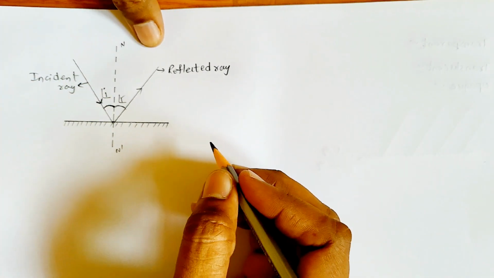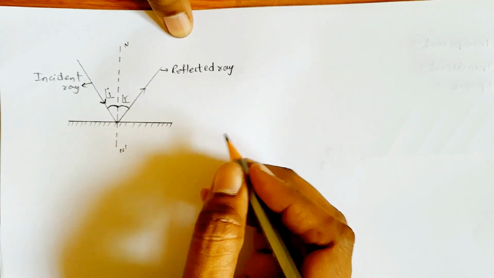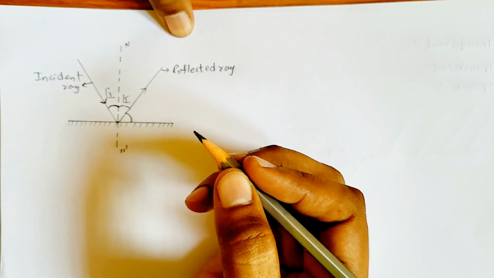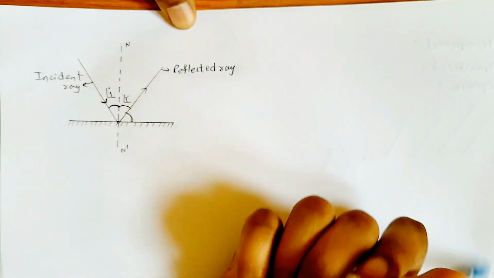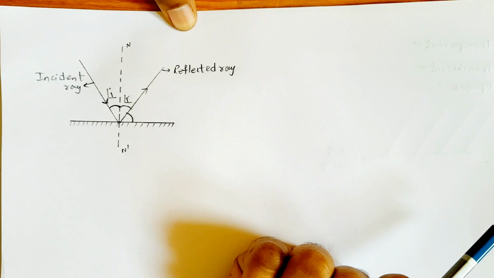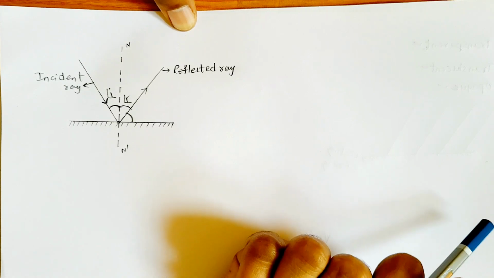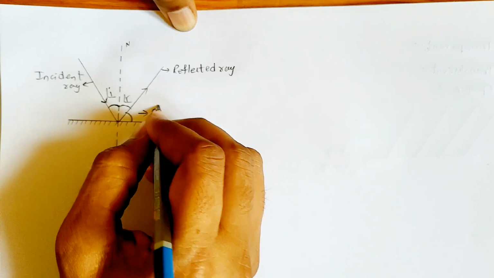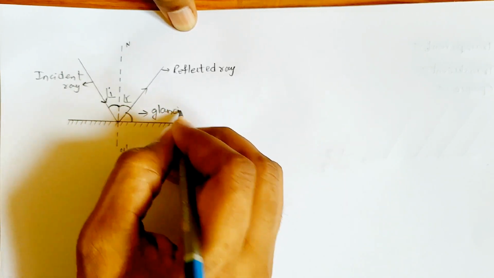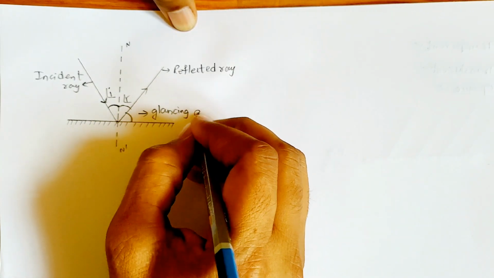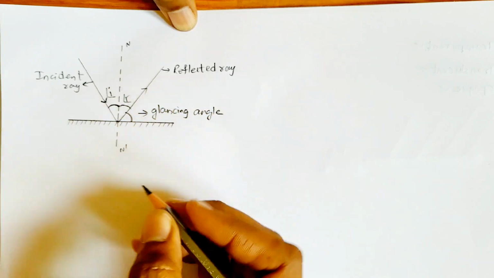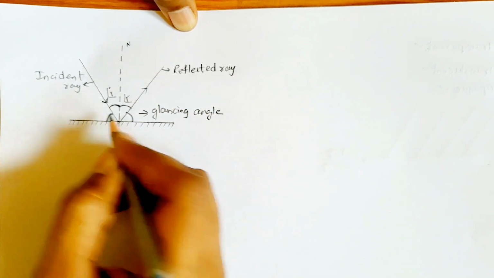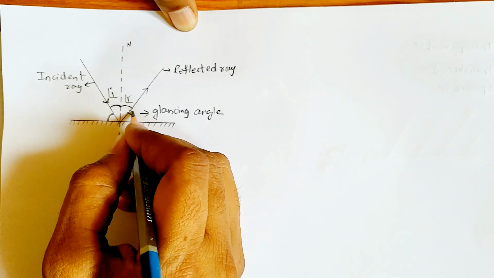Okay, until here everybody knows what is this angle here. Is there any name for that angle? Yes, there is a name for that angle also. That angle is called glancing angle. What is this angle here? This angle is also called glancing angle.